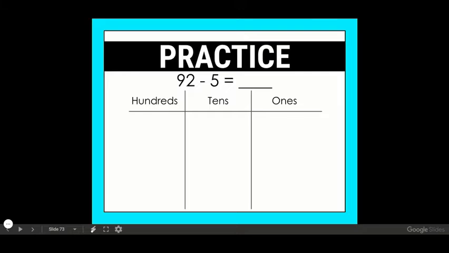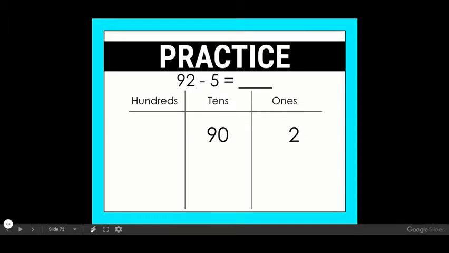So remember when we're doing branching, we write our number in expanded form. So we put our hundreds, our tens, and our ones in place based on our minuend. So are there any hundreds? There are not, but I do have tens and ones. So I'm going to break 92 down into expanded form, which would be our 90 and our 2.